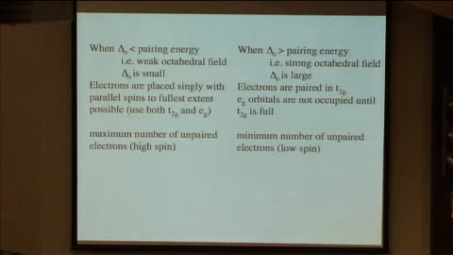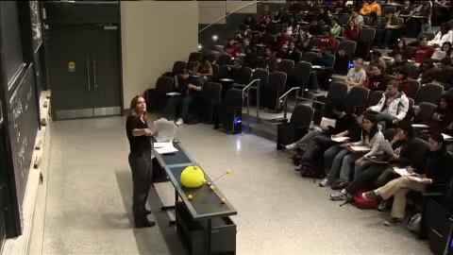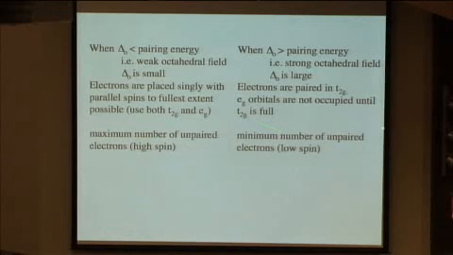In this other case, with a strong field, the pairing energy is smaller than the splitting energy. Strong field, you have a big splitting energy. And so in that case, with the splitting energy large, you're going to put all your electrons in and pair them up in T2G, and don't put any electrons in the EG sets of orbitals until you've completely filled your T2G set.